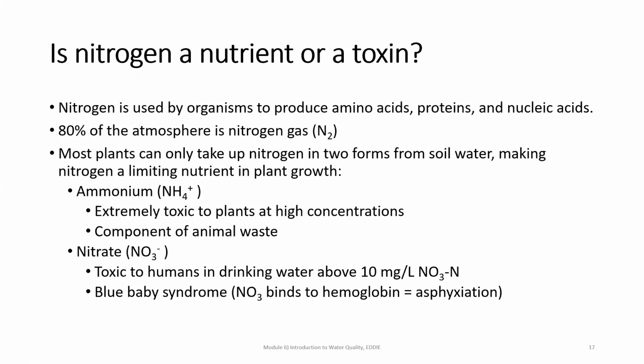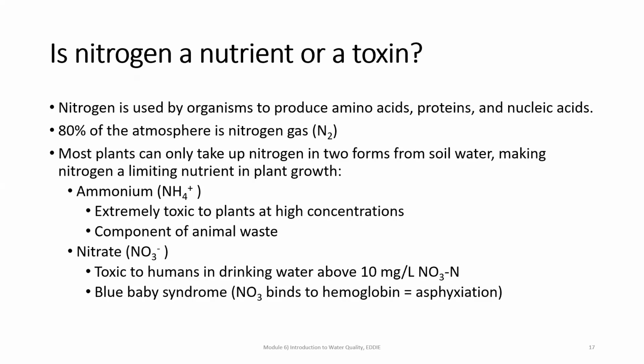Plants can only take up nitrogen in two forms, from the soil and water. So it makes nitrogen kind of this limiting nutrient in plant growth. In that case, yes, nitrogen is acting like a nutrient. But an example would be ammonium. If you get too much of that in the soil, this can be extremely toxic to plants at high concentrations, and it's a big component in animal waste. So if you are in an area where there's too much animal waste, things won't grow anyway, right? Because there's too much ammonium in the soil.